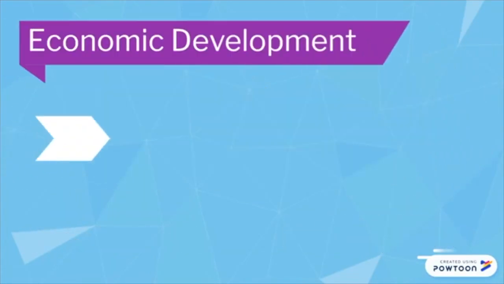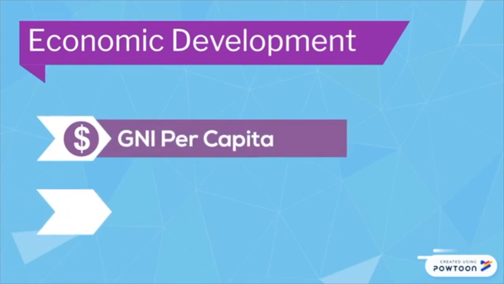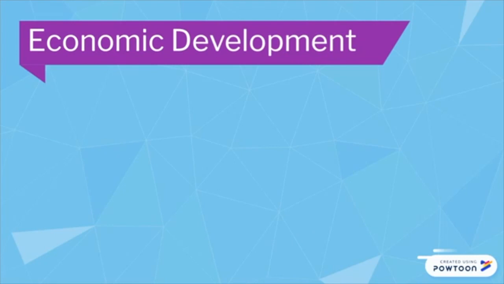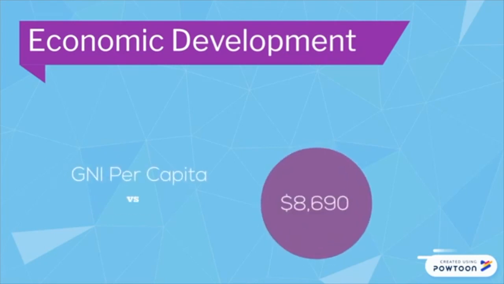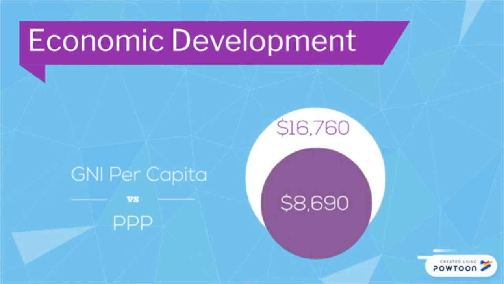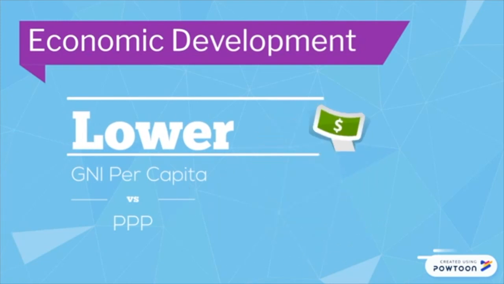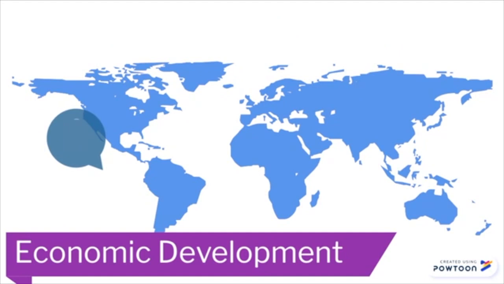The level of economic development is measured by gross national income per capita and purchasing power parity. In 2017, the GNI per capita for China was $8,690, but the PPP was $16,760, suggesting that the cost of living in China is lower. Therefore, $8,690 in China would buy as much as $16,760 in the US.